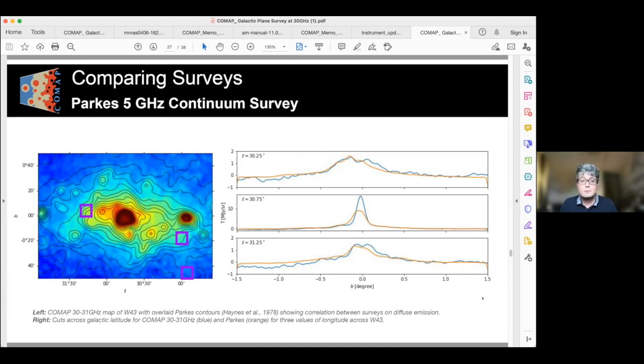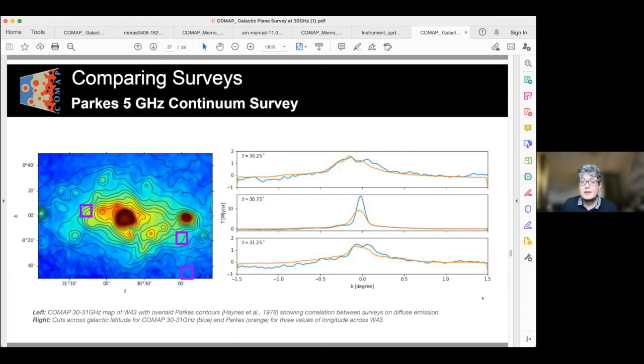However, I've also boxed in 3 regions where we do see a really good peak with Comap, but it's not necessarily traced as well in the Parkes 5 gigahertz, which is, again, where we'd begin to look into as regions of interest potentially for AME.